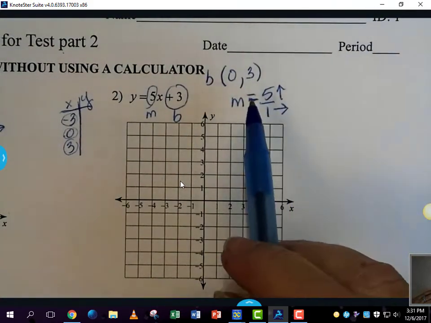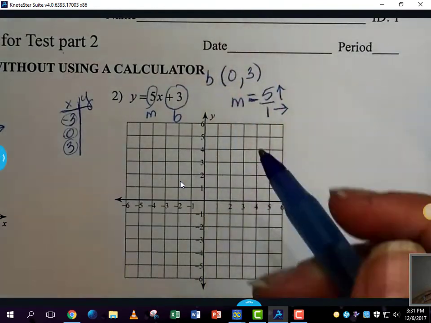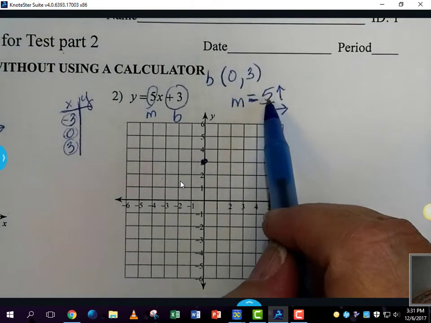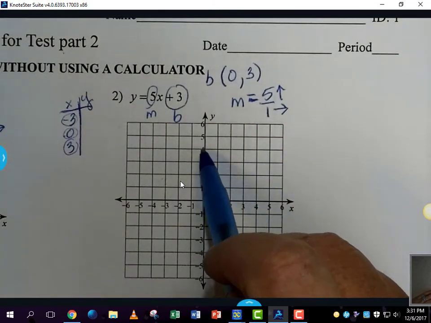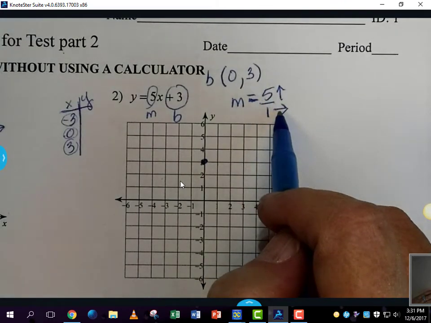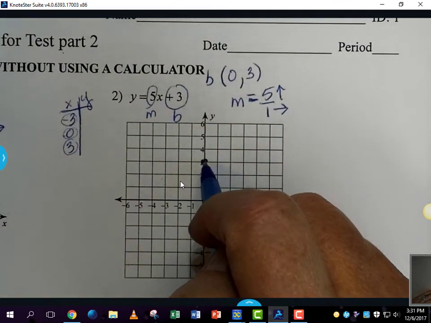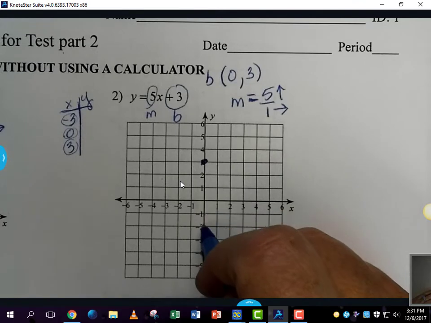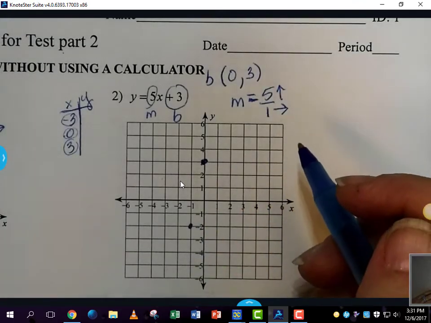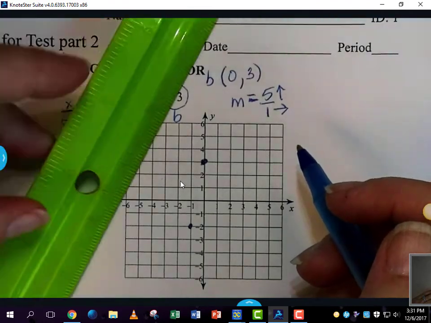But I need a place to start, and that's what this is. So I go to 0, 3. This tells me go up 5 and right 1. Up 5, 1, 2, 3. Oh, I'm off the graph. So instead of going up and right, I will go down and left. 1, 2, 3, 4, 5, 1. 1, 2, 3, 4. Oh, that's all I have space for.